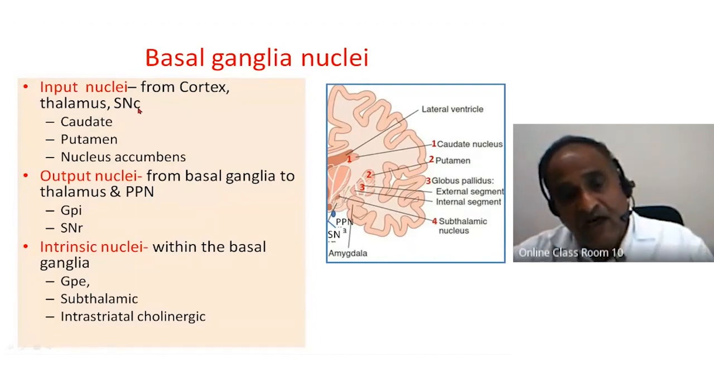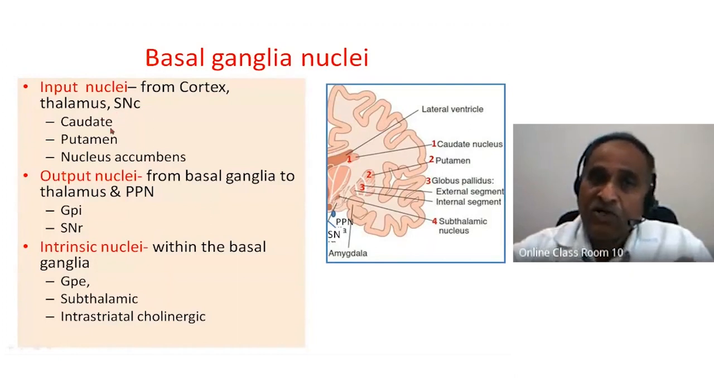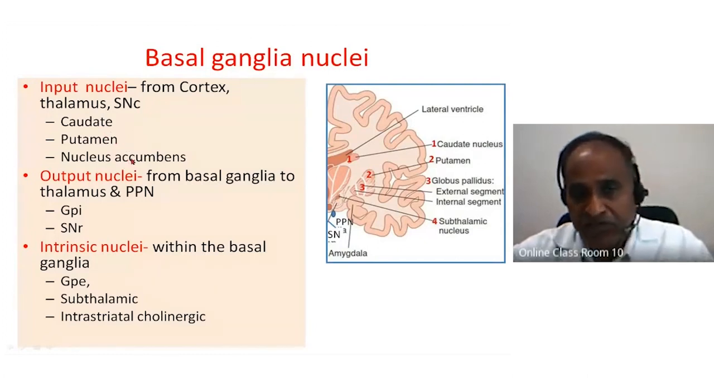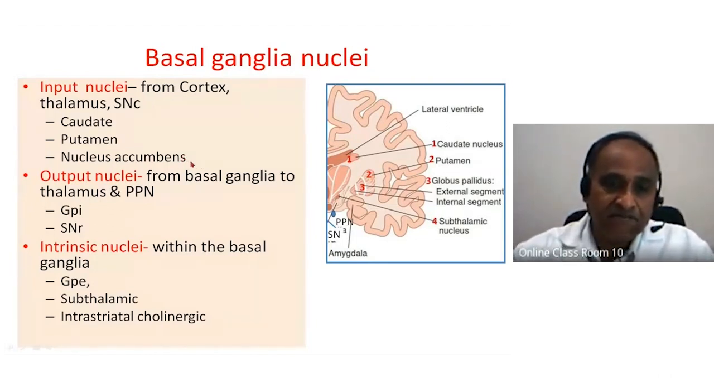The substantia nigra, though it forms part of the basal ganglia, provides input to the striatum. So now we have three components. The basal ganglia nuclei receive input from three different components, that is, from cortex, thalamus, and substantia nigra compacta, reaching the caudate nucleus, putamen, and the nucleus accumbens. I will come back to this nucleus accumbens because this is an additional part of the basal ganglia.